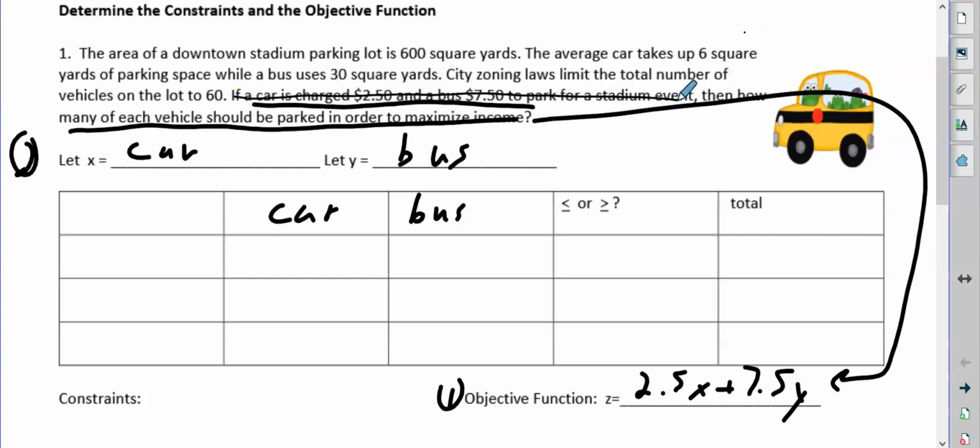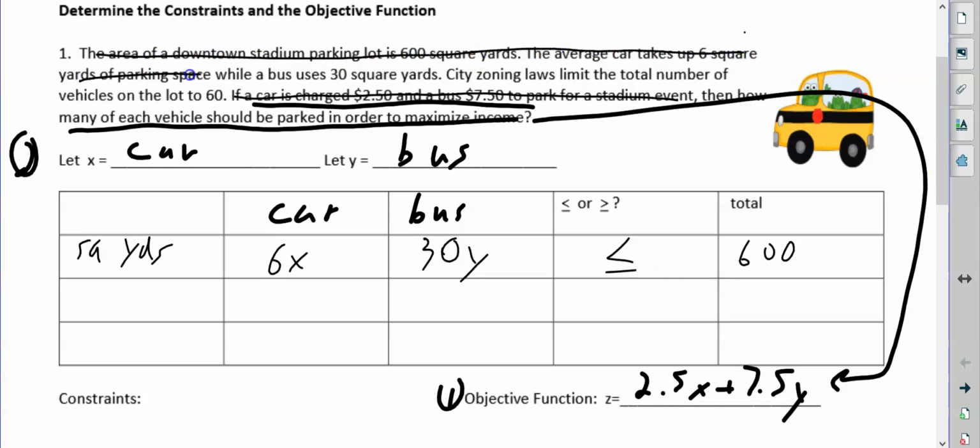Now it says the area of downtown parking lot is 600 square yards. The average car takes up 6 square yards and the bus 30. Okay, so what are we talking about here? We're talking about square yards. The car takes up 6, the bus takes up 30, and there's only 600, and we cannot go over that. Now again, we've used this, get rid of it.